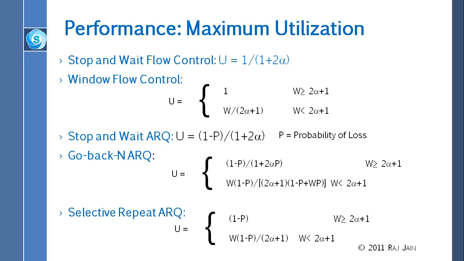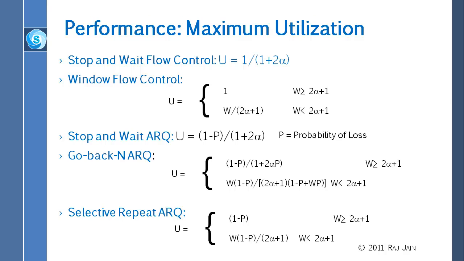With the stop and wait flow control, the U was 1 upon 1 plus 2 alpha. The window flow control, it was W upon 1 plus 2 alpha, or 2 alpha plus 1. If you have P as the probability of error or packet error, then the numerator goes down to 1 minus P. So with the stop and wait ARQ, the throughput or efficiency is 1 minus P upon 1 plus 2 alpha. Instead of 1, you have 1 minus P, where P is the probability of loss.